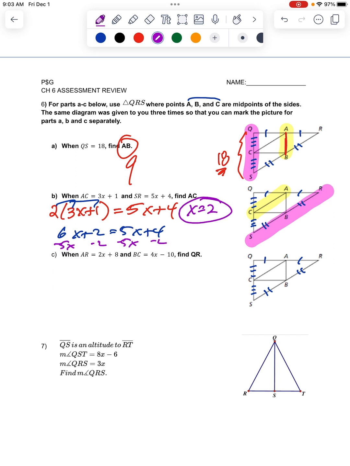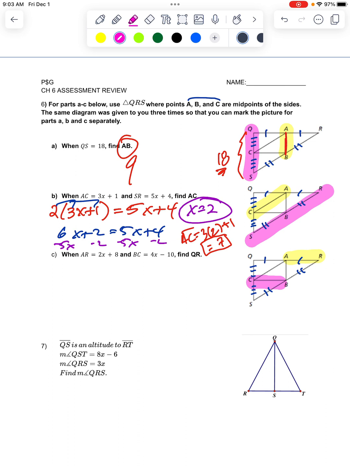The question asks us to find AC. Well, AC equals 3 times 2 plus 1, which would be 7. Okay. Next one. I know AR is 2x plus 8, and BC is 4x minus 10.